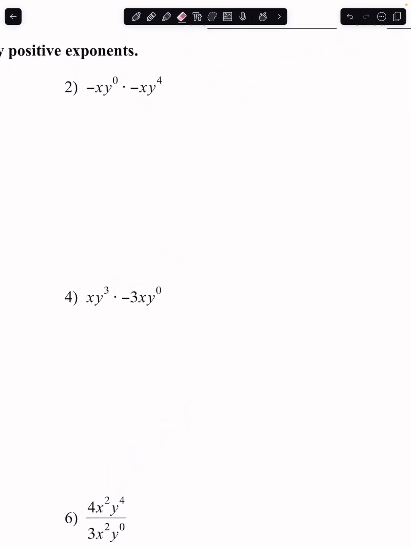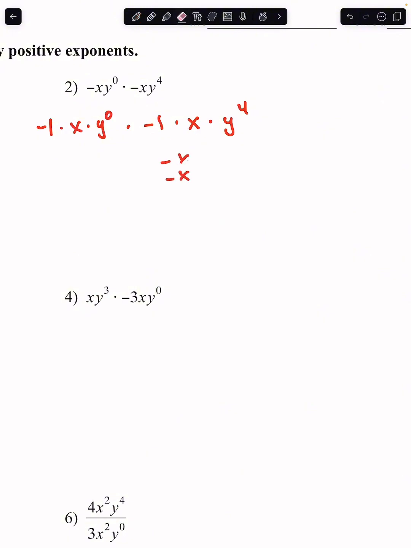All right, so for number 2, I want y'all to look at it like this. So this negative in front of the x, that's just like saying -1 times x times y to the 0. And then all of that's times another -1 times x times y to the 4. Because remember, -1 times x is -1x, or just -x. That's what that is, okay?